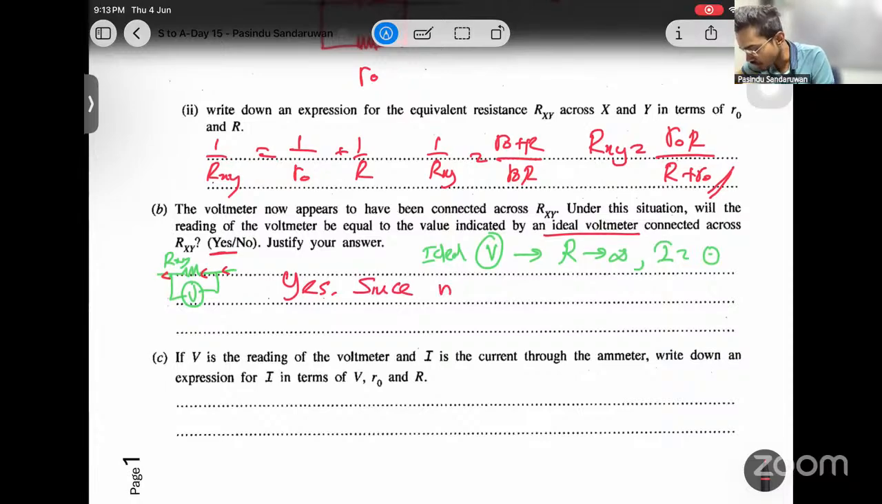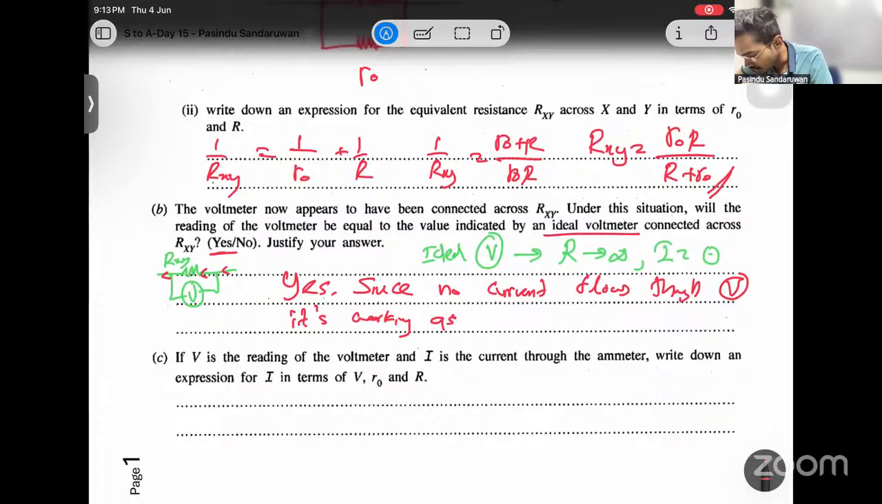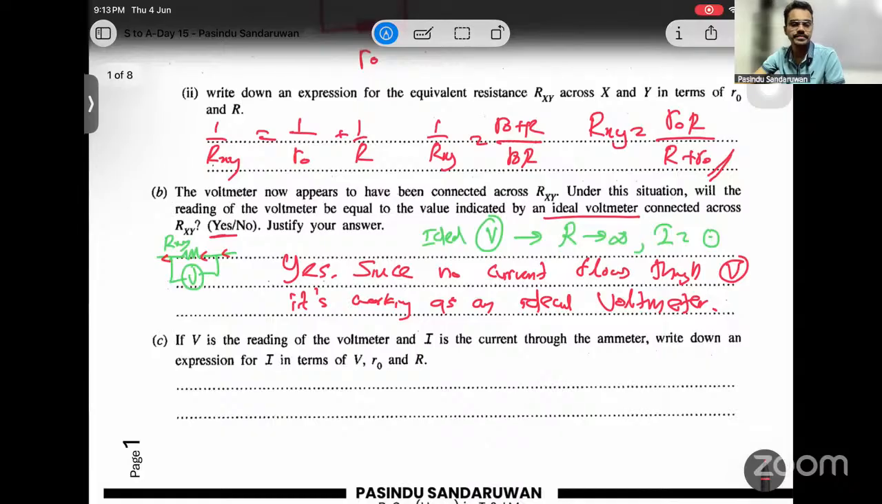Since no current flows through the voltmeter, it's working as an ideal voltmeter.